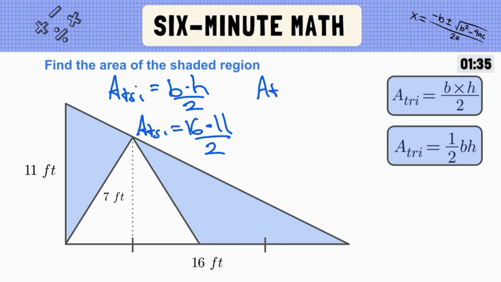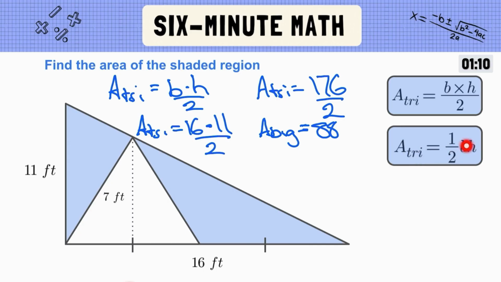The area of that triangle is going to be 176 divided by 2, which makes the area, let's call it the big triangle, equal to 88. We now need to do the area of that small triangle, which I will do in green. And let's use that second example.